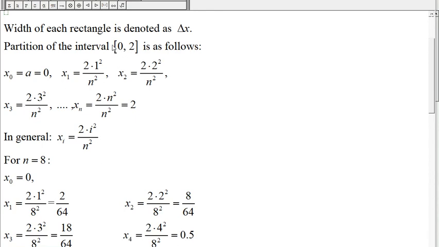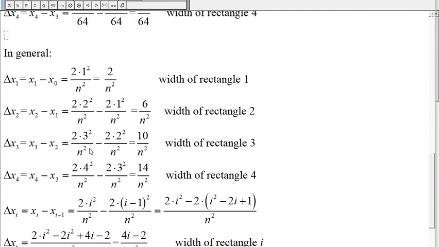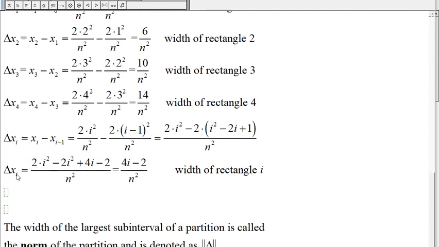And once more, we have chosen to do a partition of the interval 0 to 2. We chose this type of partition, and therefore x sub i is 2 times i squared dividing by n squared, where n is the number of subintervals or the number of rectangles. And then earlier, as explained, we found that the ith width, or the width of each rectangle, is 4i minus 2 dividing by n squared.